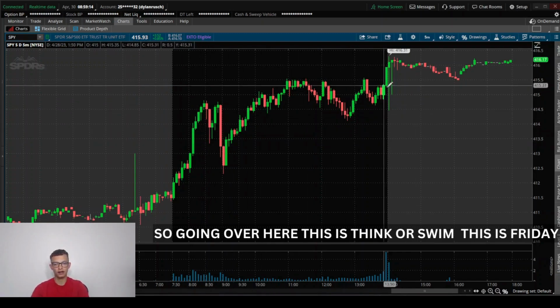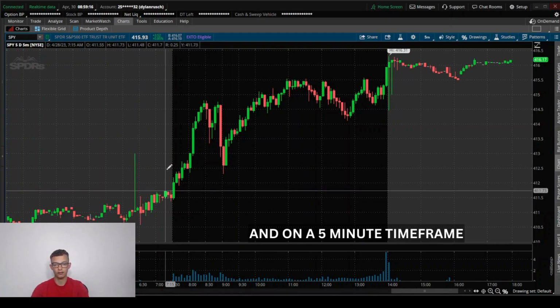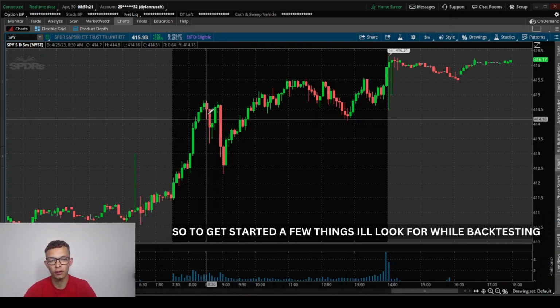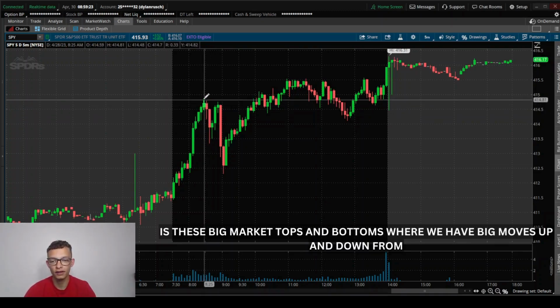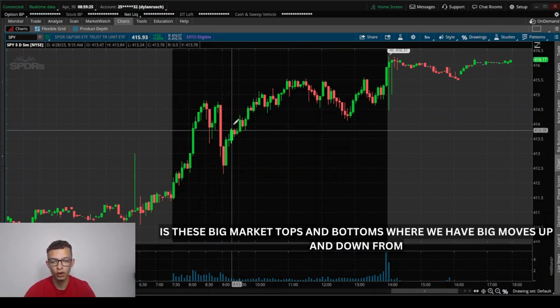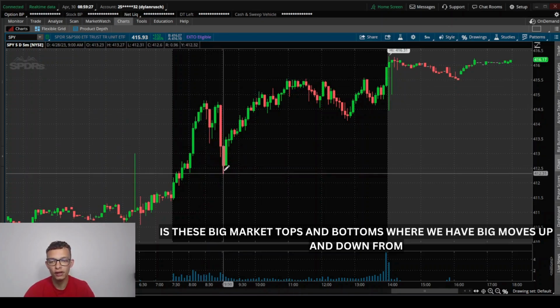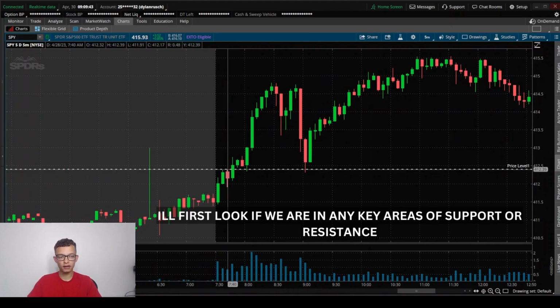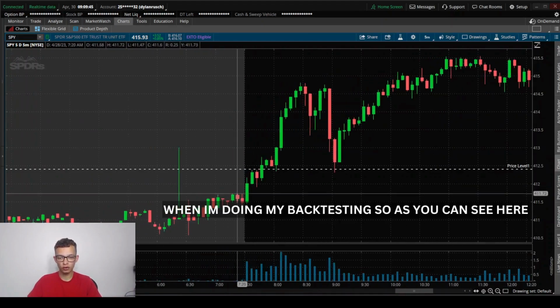This is Friday and on a 5-minute time frame. So to get started, a few things that I'll look for when I'm backtesting: I'll notice that we have these market tops and these market bottoms where we see big moves up or down. I'll first look into whether we are at any key areas of support or resistance when I'm doing my backtesting.